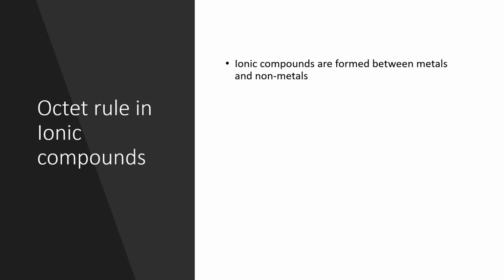Ionic compounds are formed between metals and non-metals. That's very important. When you see the formula of a compound, the first thing you have to look at is: is the compound an ionic compound or a molecular compound? So your explanation will depend on that.